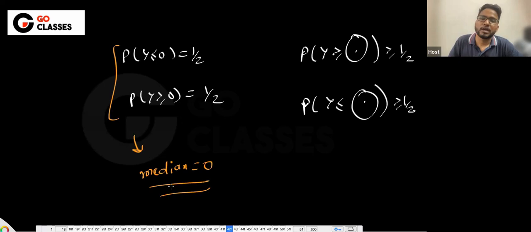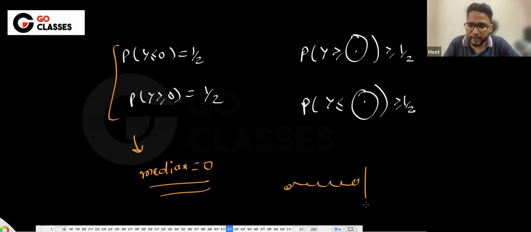How are you saying it? Because half of the Y values will be less than or equal to 0; in fact, half of the Y will be just 0. If you draw a sample, you will be getting many zeros, and you will be getting half of the numbers greater than 0 actually. So even from the formula, you can say that half of the numbers are less than or equal to 0, and half of the numbers are greater than or equal to 0.